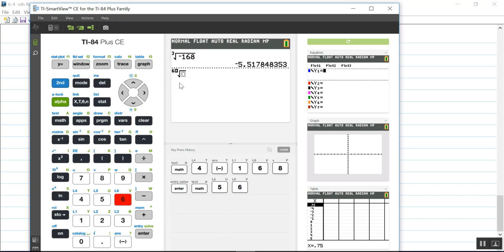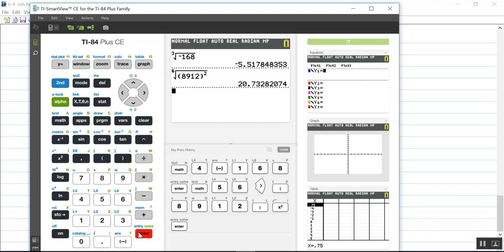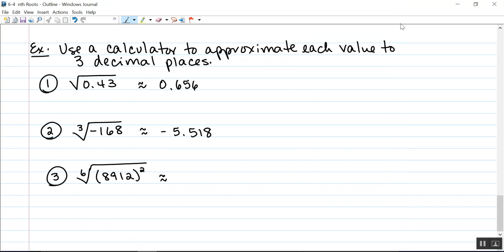So I can put a 6 in there, and then I think I have to arrow over to get under the radical sign, and then I did have parentheses around my number, 8,912. That thing's squared. Okay, and now I can hit enter. And I get my answer, 20.733.